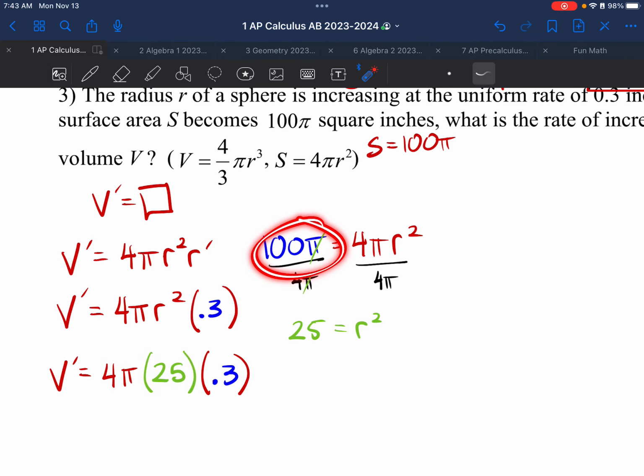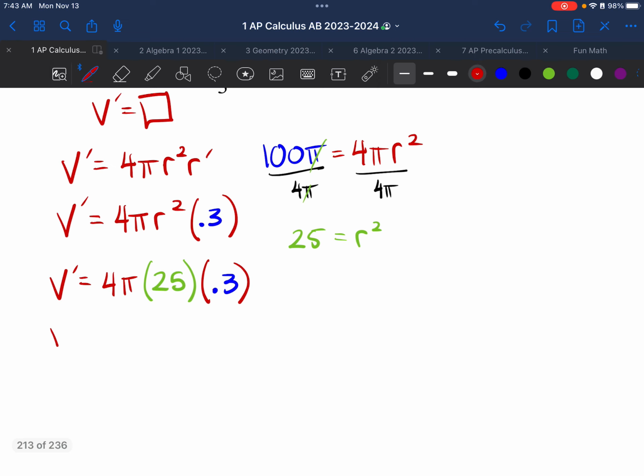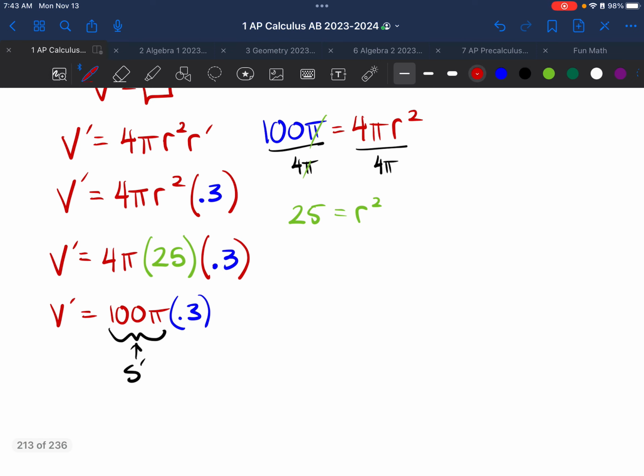Wait a sec, I've heard of 100 pi before. It's up there. Oh well. This is slightly long, but v prime is equal to 100 pi times 0.3. I'll make a note of it in this answer key. I'll say that this 100 pi right here is the surface area prime. And then I can come down here and just say the answer.